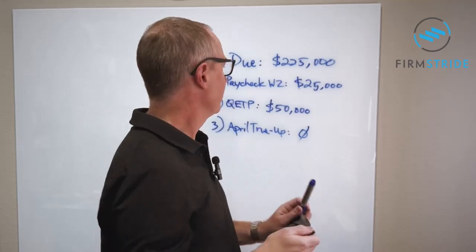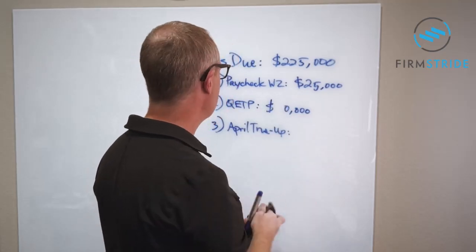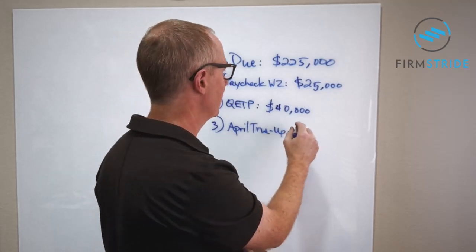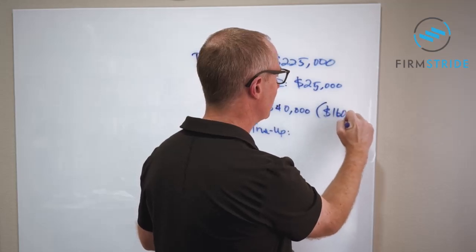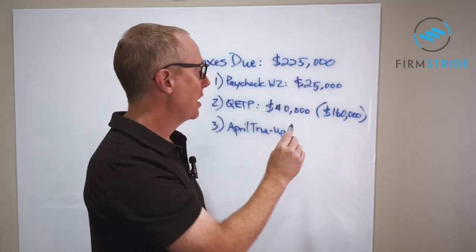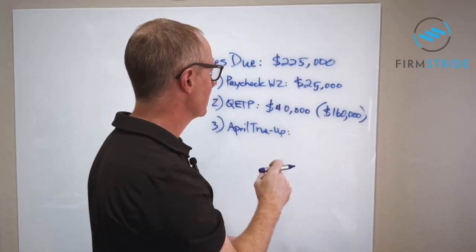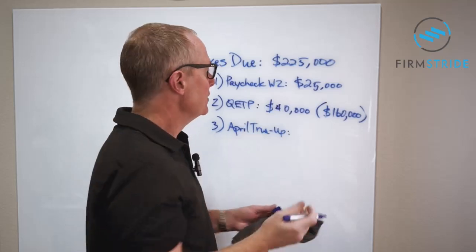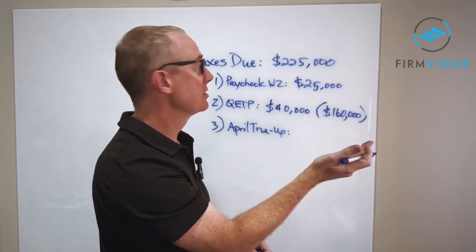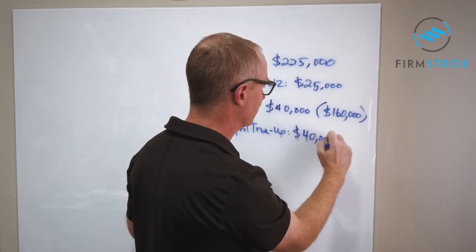Now, this could be a little bit different. Let's pretend that we're still withholding $25,000 through our paycheck, but let's pretend that we're doing 4 payments of $40,000 for our quarterly estimated tax payment. So now we're only paying in $160,000. Okay, so we now have the $25,000 through our payroll plus the $160,000 that we're paying through our quarterly estimated tax payments. So now we actually have an April true-up. In this case, we've got $160,000 plus $25,000. That comes to $185,000. So $185,000 less $225,000, we're going to owe in April $40,000.